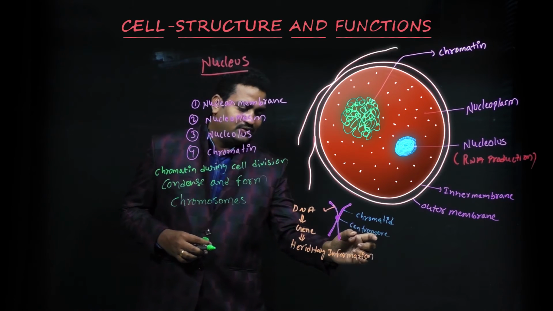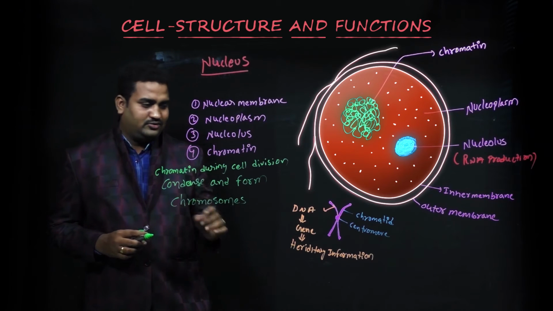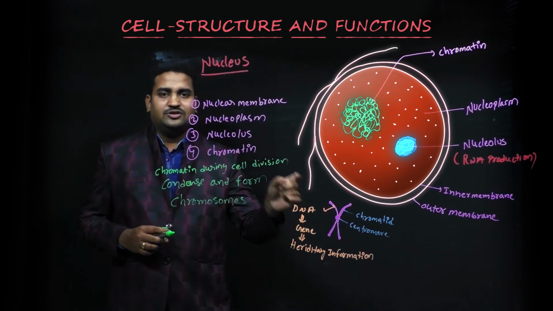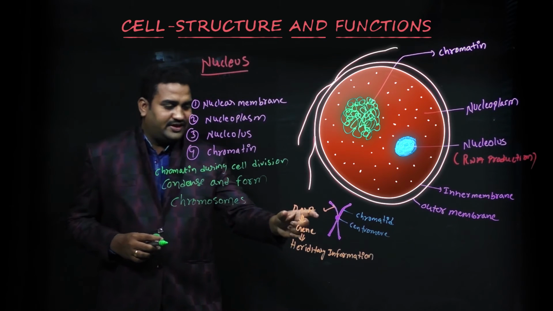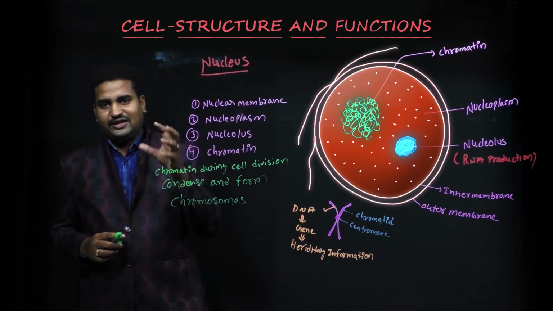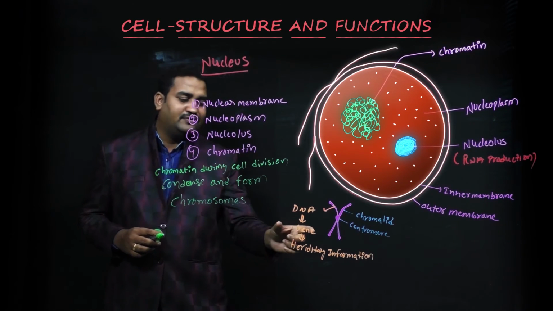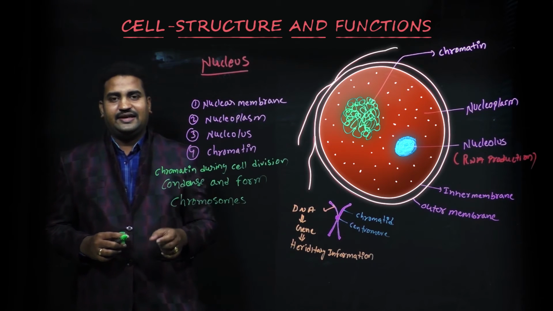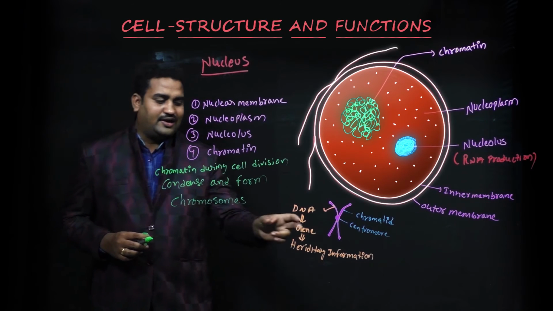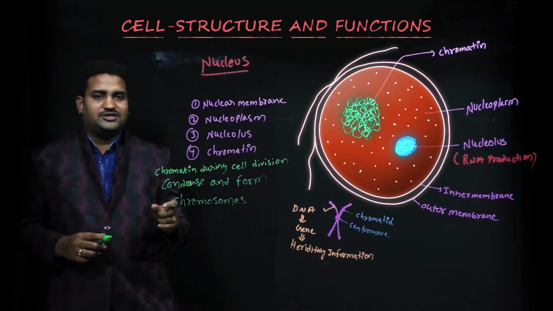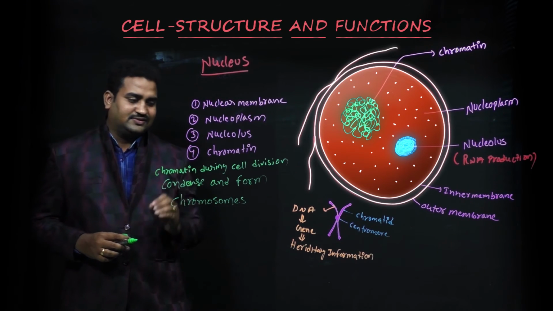This constriction is known as the centromere. This chromatid contains DNA. So you can say DNA is located on the chromosome. This DNA in turn contains genetic information. That genetic information is in the form of genes. This gene carries the hereditary information. And it also consists of information for the synthesis of protein in the form of codons.